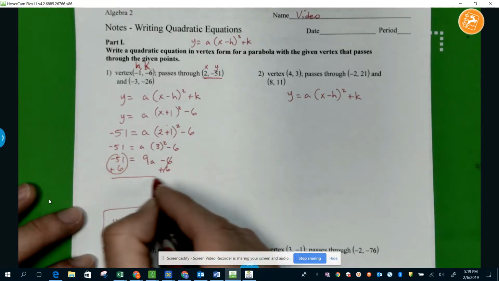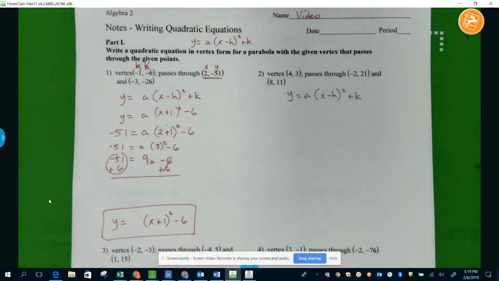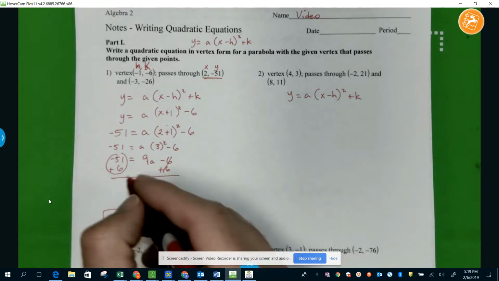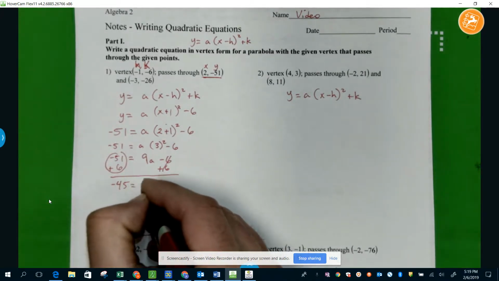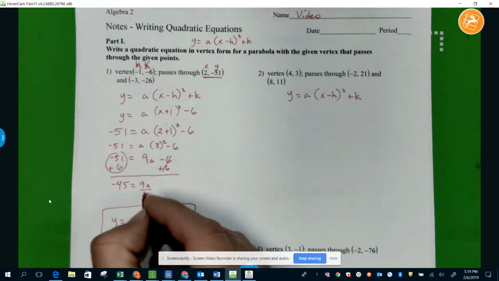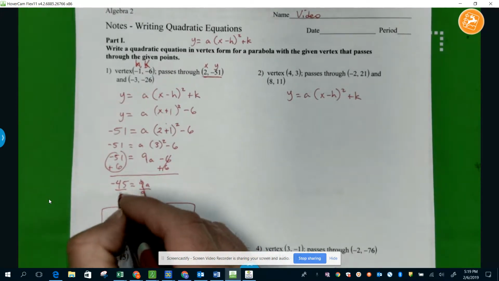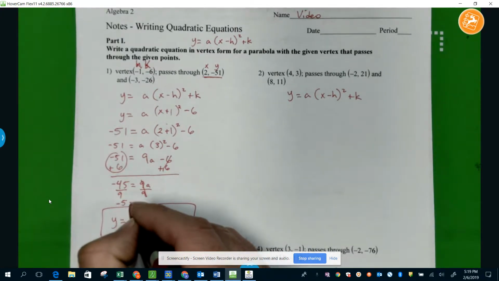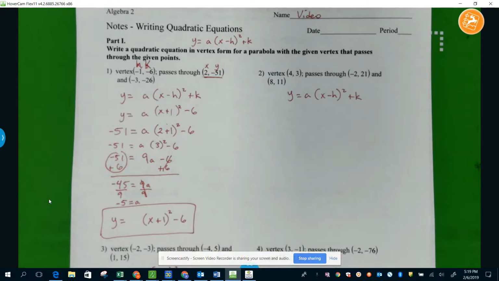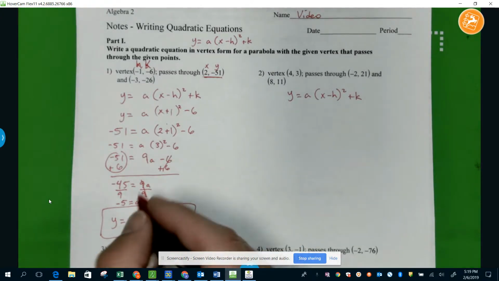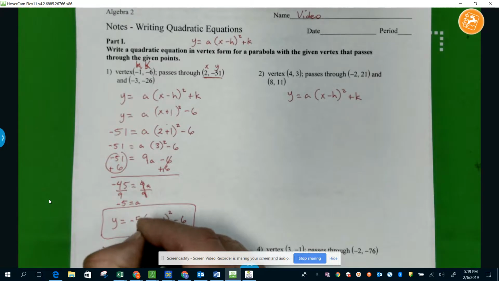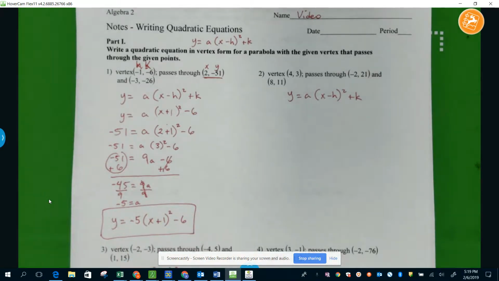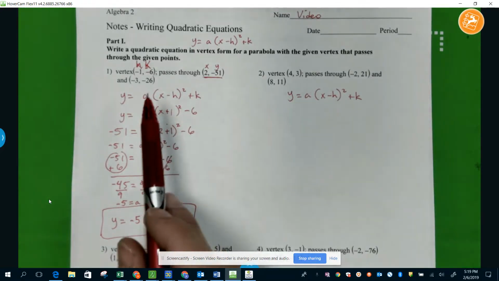All right, so -51 plus 6 is going to be -45. Let's make sure on the calculator. -45 equals 9a. Last step to solve for a, we need to divide by 9. So -45 divided by 9 is -5. -5 equals my a. So that's the last piece of the puzzle I need. If -5 is my a, then -5 is what's going to go right in front of my parenthesis there. Okay, so there's the equation that's going to have those three coordinates.